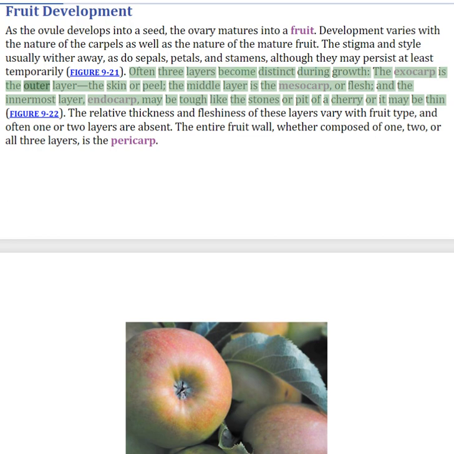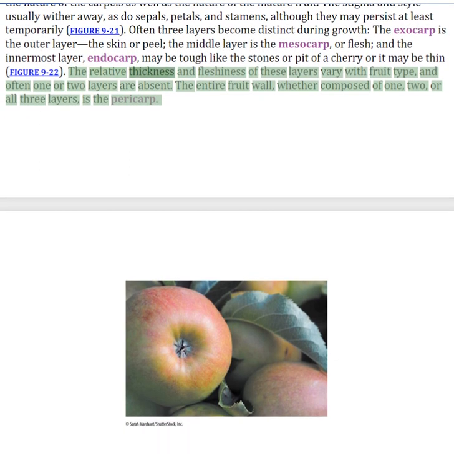The exocarp is the outer layer, the skin or peel. The middle layer is the mesocarp or flesh, and the innermost layer, endocarp, may be tough like the stones or pit of a cherry, or it may be thin. The relative thickness and fleshiness of these layers vary with fruit type, and often 1 or 2 layers are absent. The entire fruit wall, whether composed of 1, 2, or all 3 layers, is the pericarp.